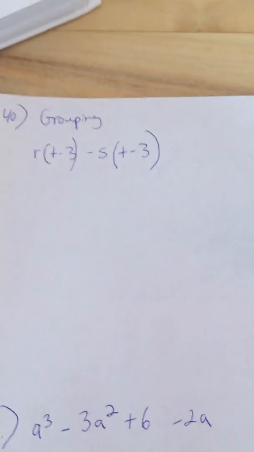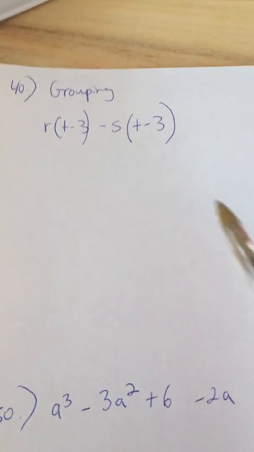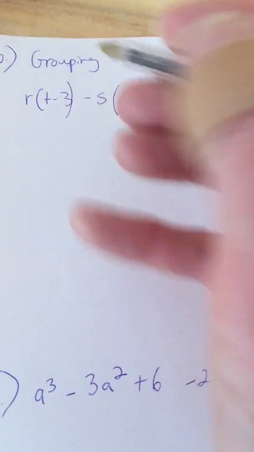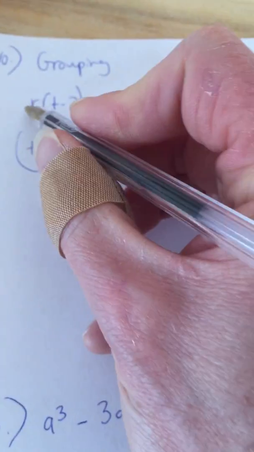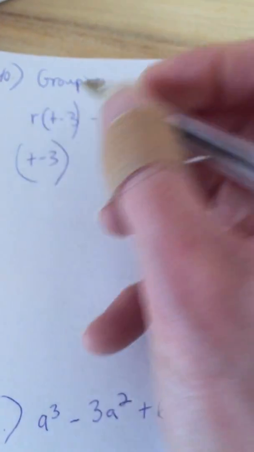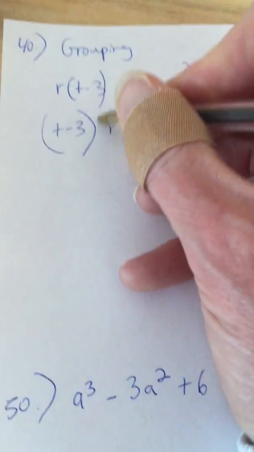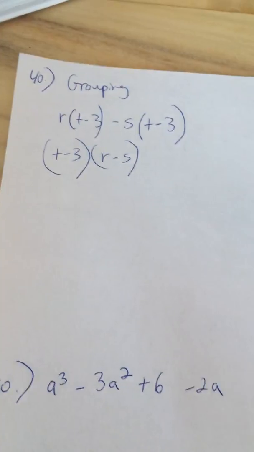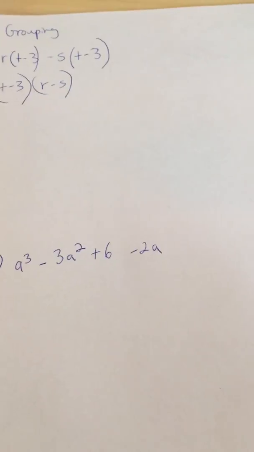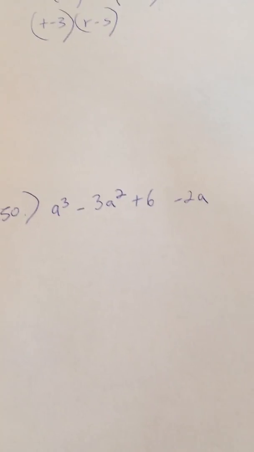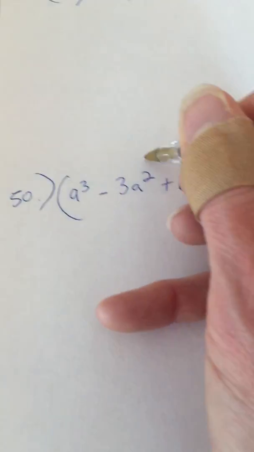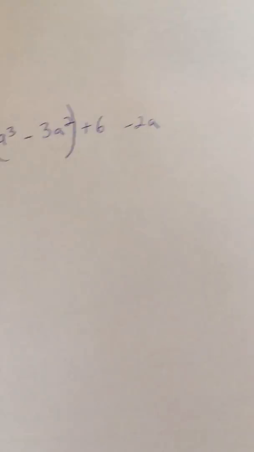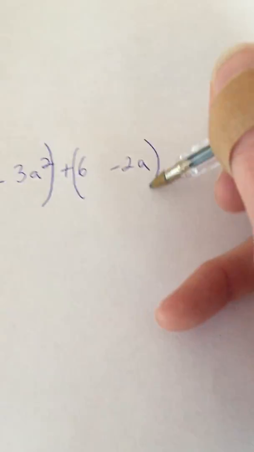All right, this is about grouping, and you can see here that you already have the t minus 3 right here. So then you just pull from over here and you have your r minus s, and that is the answer for that one. And this one is a little bit harder. There's lots of steps for this one. But basically, I can see that I need to group this like this, and then these guys like this.